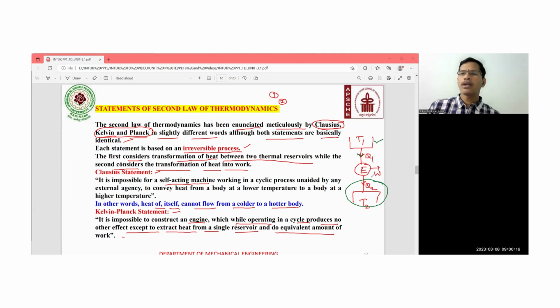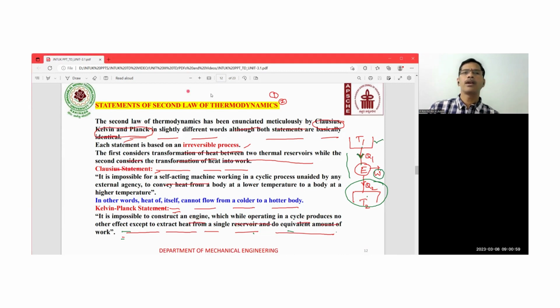According to this, if an engine has to produce the net work output, it has to exchange heat between the source and the sink. The Kelvin-Planck statement states that it is impossible to construct an engine which, while operating in a cycle, produces no other effect except to extract heat from a single reservoir and do an equivalent amount of work. Simply put, it is not possible to produce work by exchanging heat with a single reservoir. That is the meaning of the Kelvin-Planck statement and the Clausius statement.